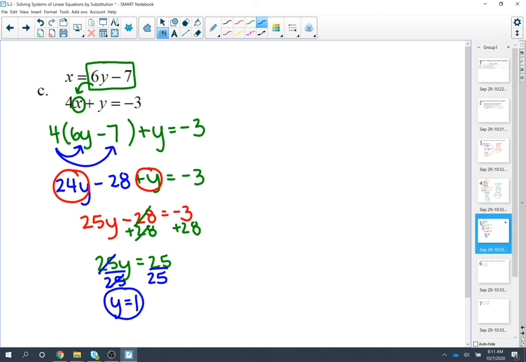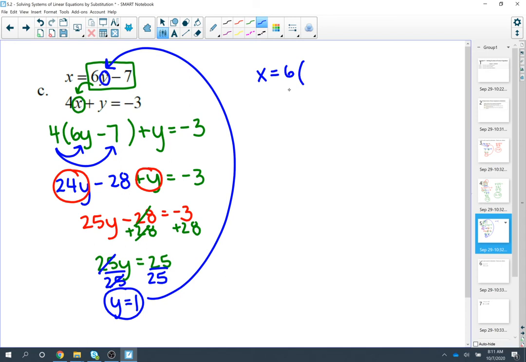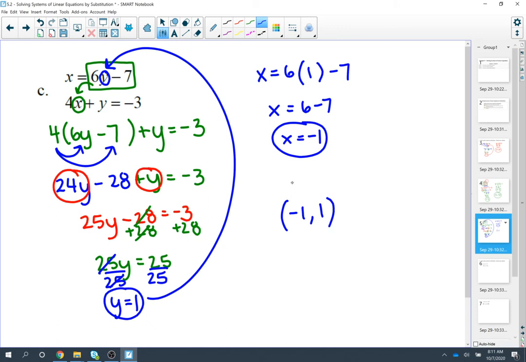Again, you can substitute it into the top one or the bottom one. It does not matter, but you're trying to find x, and this top equation already says x equals. So I'm going to substitute y right there. So x equals 6 times y, which we said was 1, minus 7. X equals 6 minus 7. X equals -1. And then your final answer, x comma y, -1 comma 1. Make sure you put the x first. So your solution is -1 comma 1.